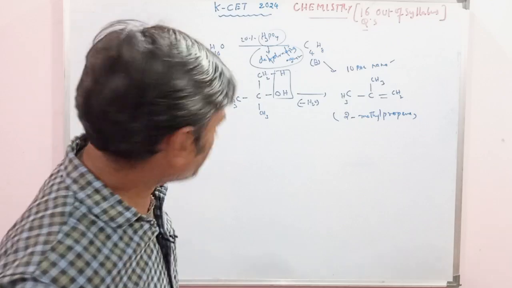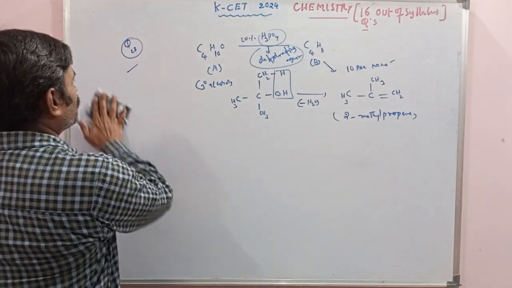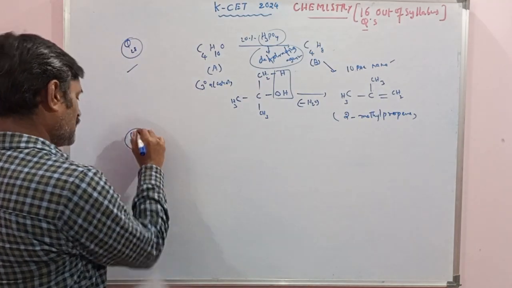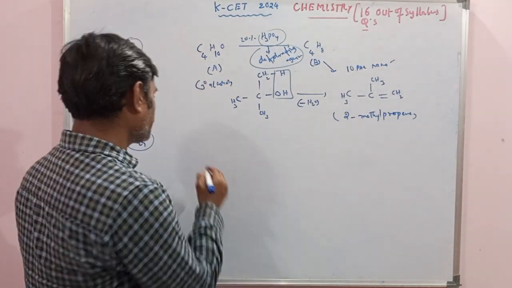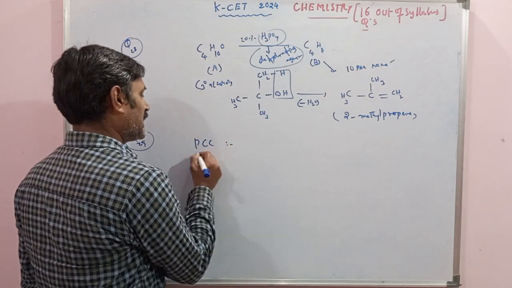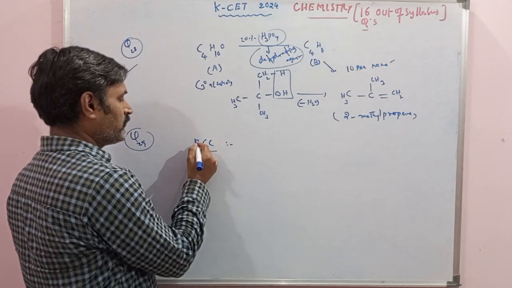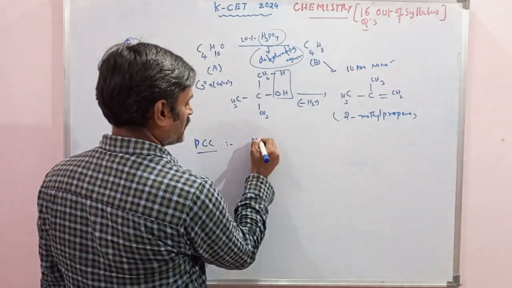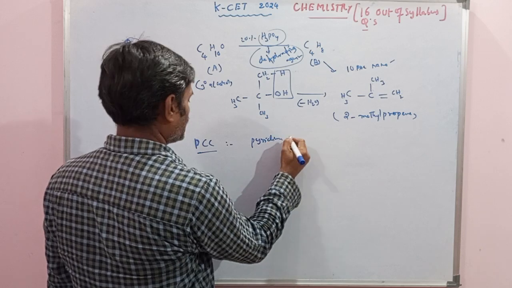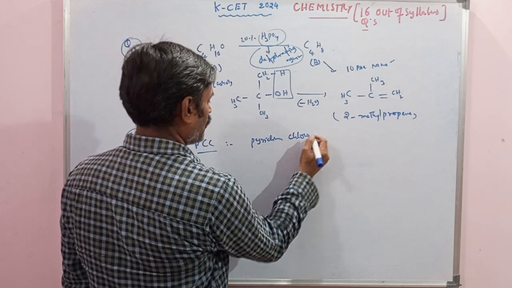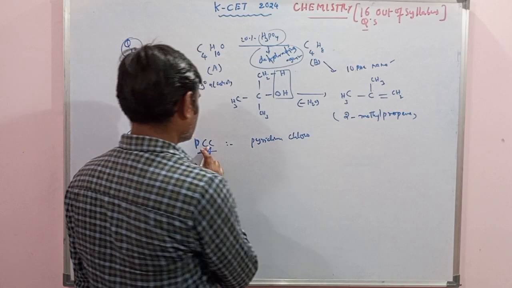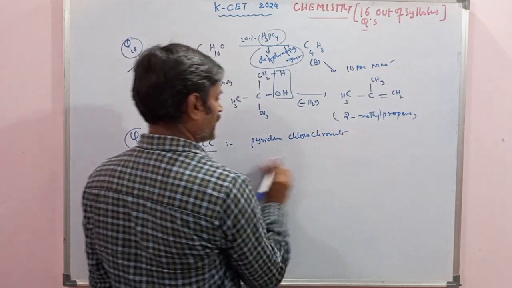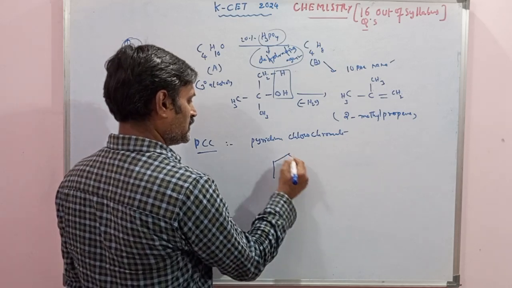Next, question number 29, which is: what is PCC? In the previous question PCC was also given, and here it is given two times. What does PCC stand for? P stands for pyridinium, C stands for chloro, and the other C stands for chromate: pyridinium chlorochromate. What does pyridinium mean?